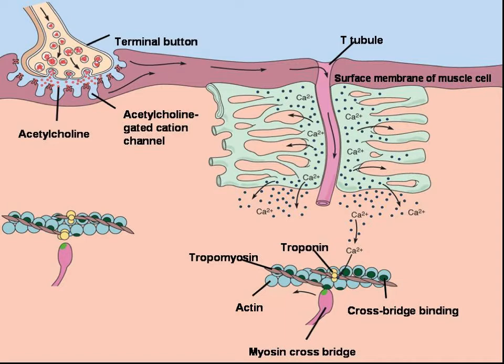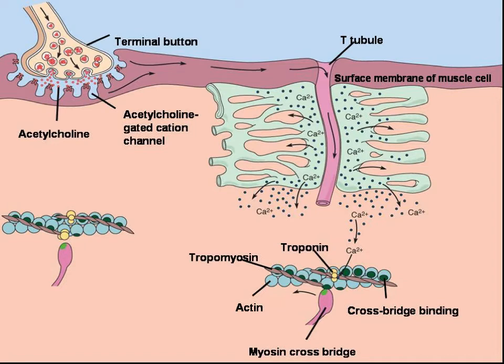Action potential number 1 reaches the terminal button. Acetylcholine is released from the neuron into the synaptic gap. Acetylcholine binds to acetylcholine receptors, allowing sodium, which is sitting on the outside of the muscle cell, to rush into the cell, the sarcoplasm.